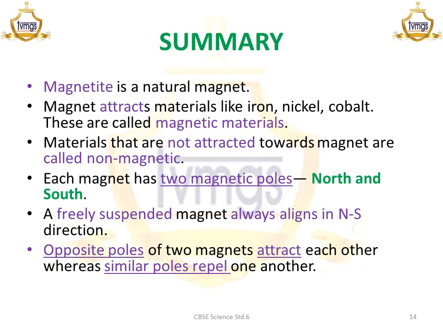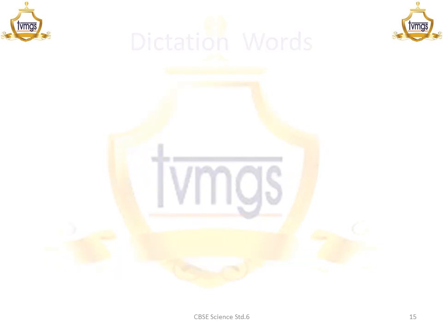Each magnet has two magnetic poles, a north and a south. This is a very common property of every magnet. Another property displayed by each magnet is that when a magnet is freely suspended, it always aligns itself in a north-south direction. The most essential property of every magnet is that opposite poles of two magnets attract each other, whereas similar poles repel one another. Remember the property that similar poles repel one another, as you will learn in higher standards how this property is used to identify magnets.